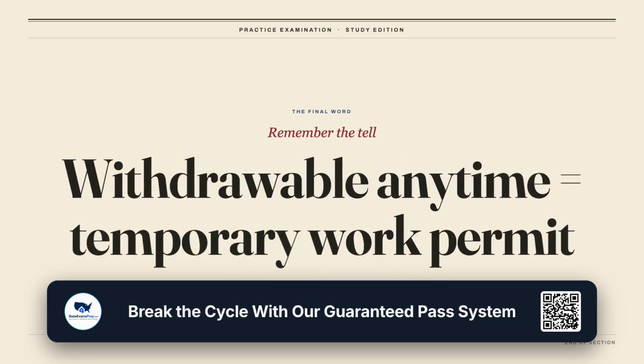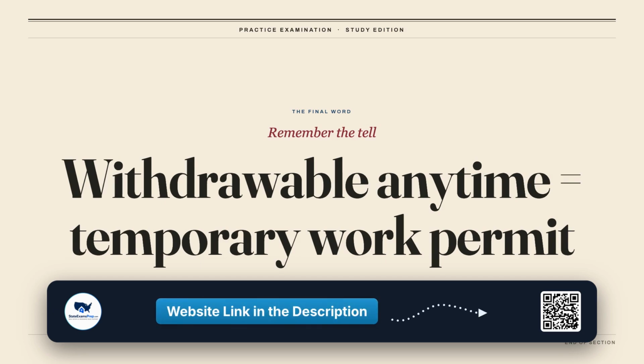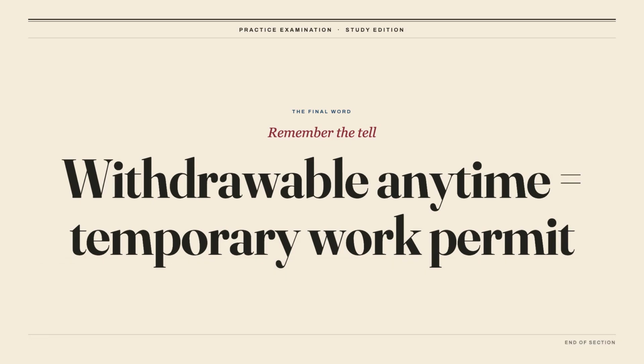When a stem describes an applicant who has done everything required and is simply waiting on the agency, the temporary work permit fills that interval, and the phrase that gives it away is the Commission's freedom to withdraw it whenever it chooses.